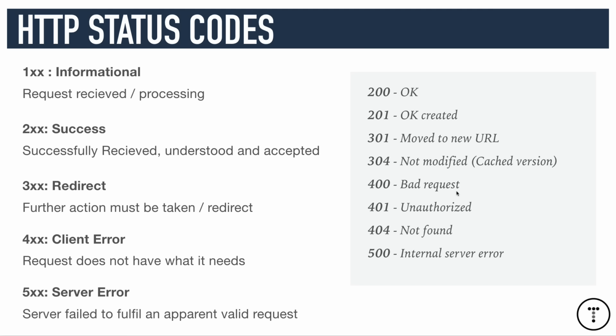400, again, bad request, so if you're not sending the correct data to the server. 401 is typically unauthorized, so if you are missing a token or something like that, you're not authorized, you might get a 401. 404, we all know what that means. It's not found. If you're looking for some page on the server that doesn't exist or some resource that doesn't exist, you're going to get a 404. And then 500 is just an internal server error. This could mean pretty much anything on the server side. All right, so those are the status codes. Those are really important to memorize and understand.